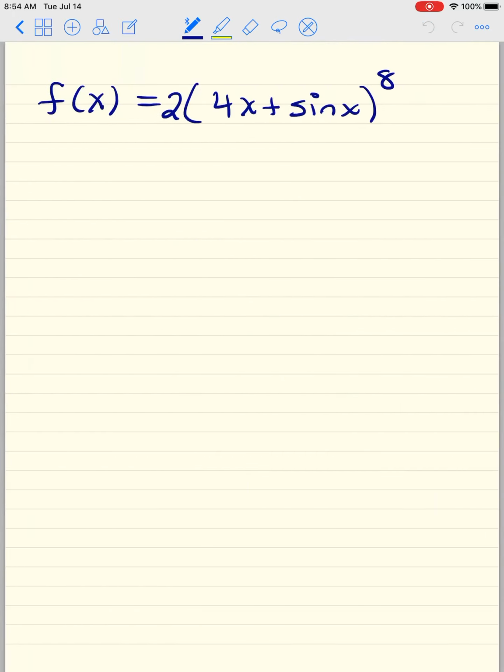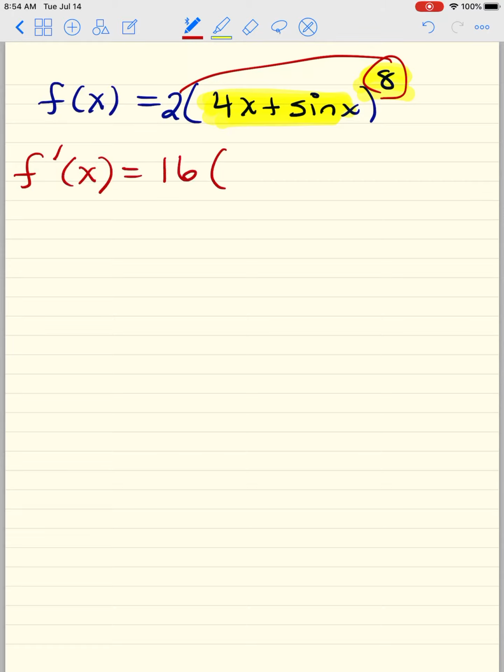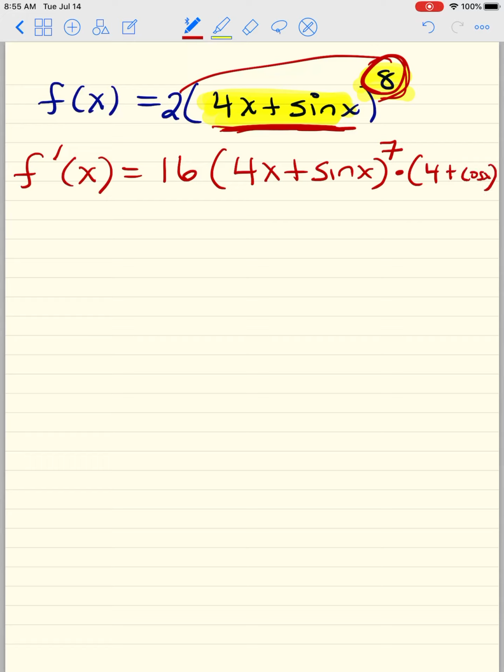Let's try another example. This is a chain rule. Why? Because I have an inside raised to a power other than 1. Okay, so let's do this. First of all, let me show you that it's f prime of x. 8 times 2, 16. Recopy the inside, drop the exponent by 1, times, always times the derivative of the inside. The derivative of 4x is 4, and the derivative of sine x is cosine x. And then you could just leave it like that, and you're basically done. That's the derivative. So that's us using the chain rule.